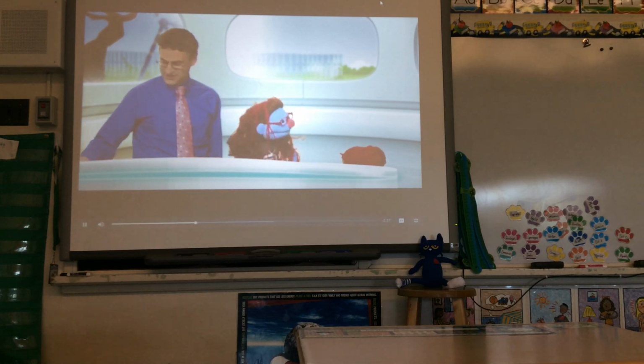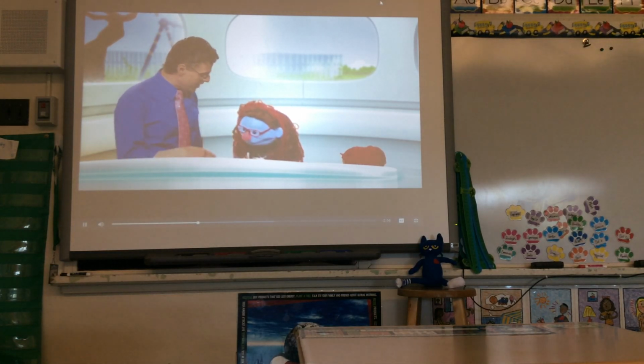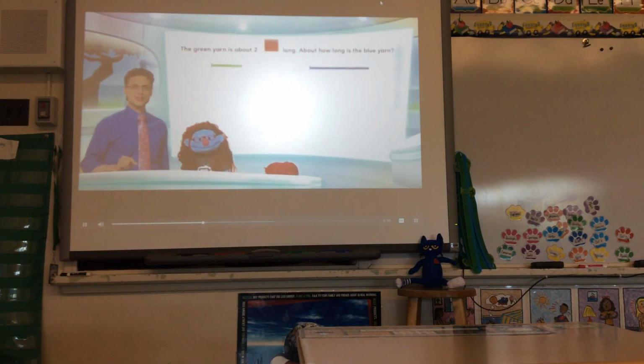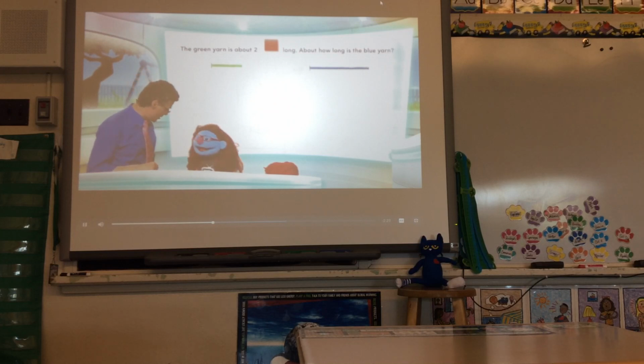Okay, should we have some fun doing some math? Yes, please. Okay, so here's the riddle. It actually involves yarn. Yes. Okay, so here's the question. The green yarn is about 2 red color tiles long. The question is, how long is the blue yarn?